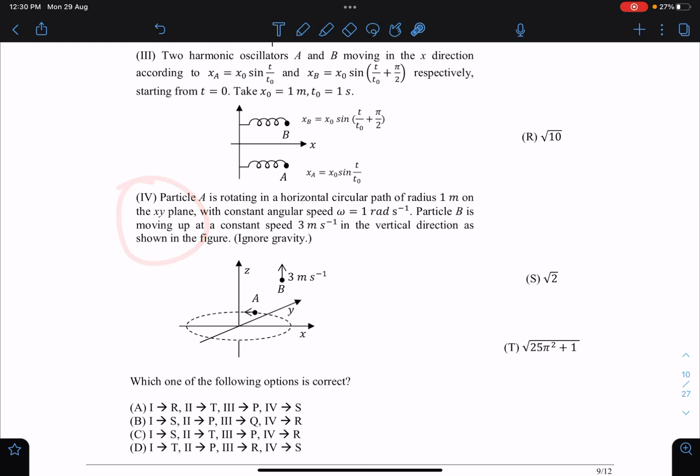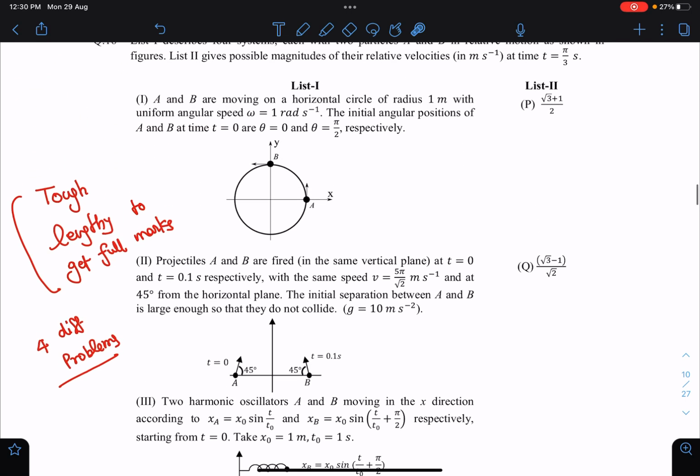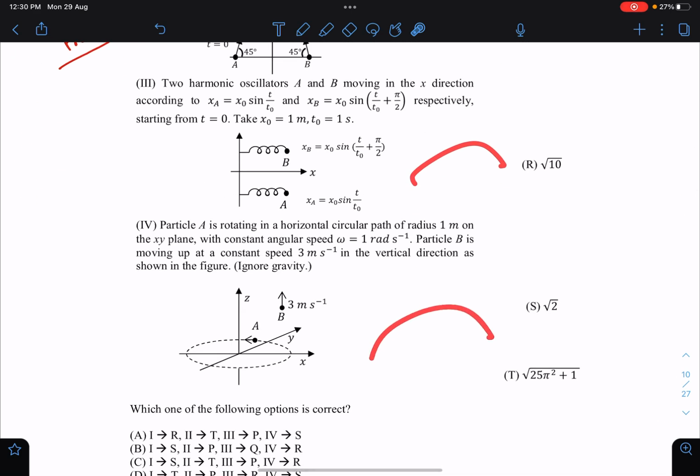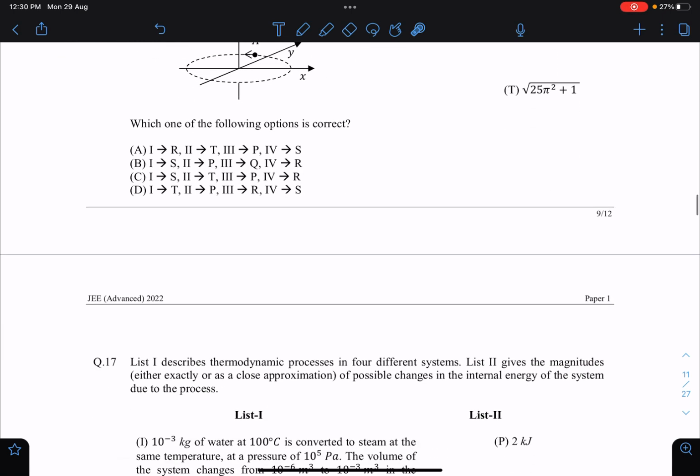Just check the answer for this, whether it is R or S or this second part, but still it's a lengthy problem in my opinion, and especially if students are solving one and then matching, one and then matching, and one then matching, it would have taken a lot of time, and they would have struggled in this.